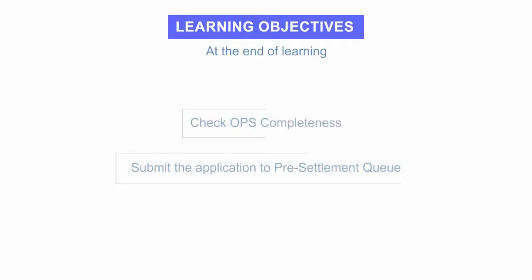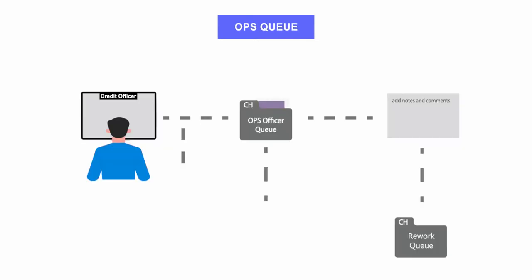In this module, the learner will be able to check OPS completeness and submit the application to the pre-settlement queue. The application moves from the credit officer, based on deviation, to the OPS officer queue. The OPS officer checks the data, and if there is an issue with the application, enters their remarks in the notes flow and sends the application back to the rework queue.